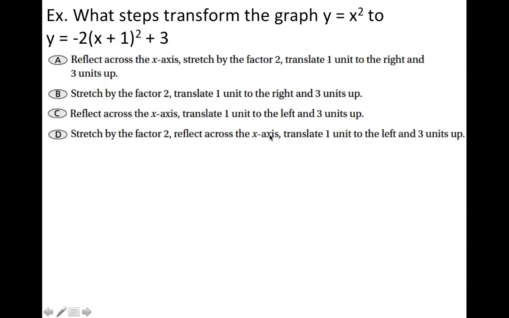It reflects across the x-axis because of the negative. We translate it 1 unit to the left, since inside is positive, we think opposite, and 3 units up, since it's plus 3 on the outside. So the answer would be D.